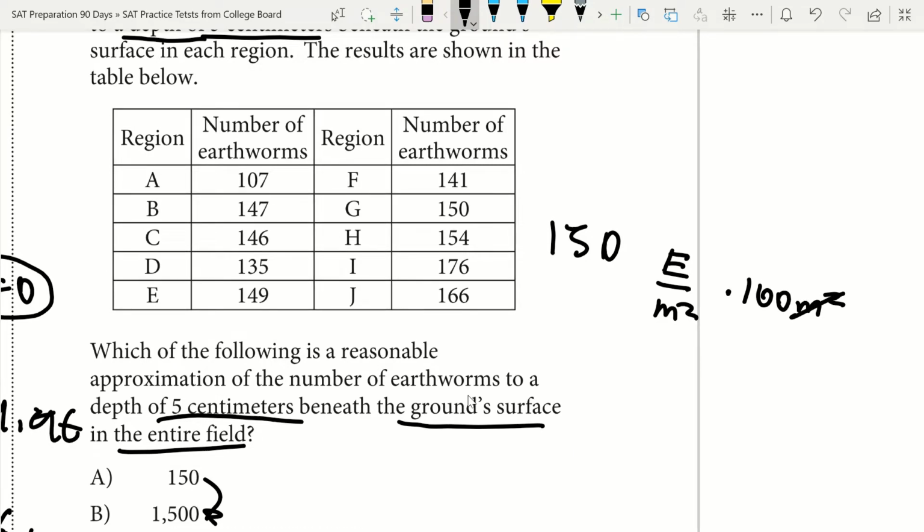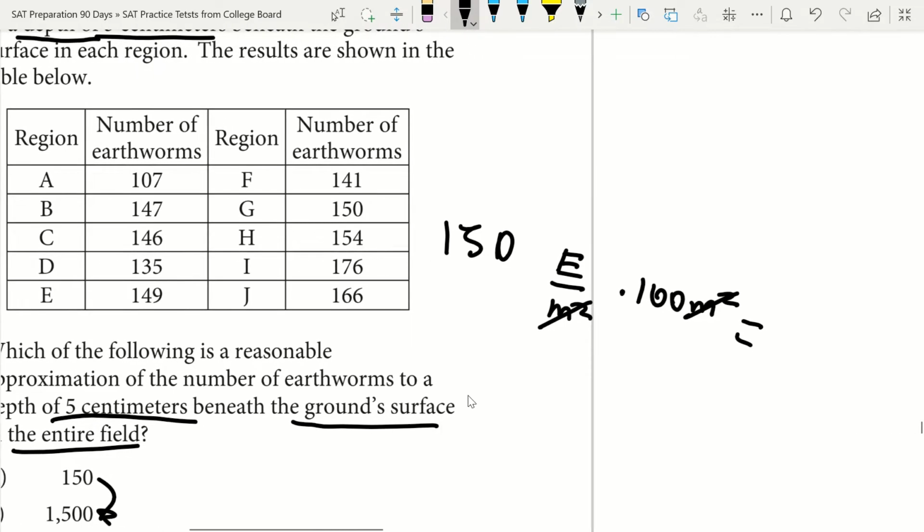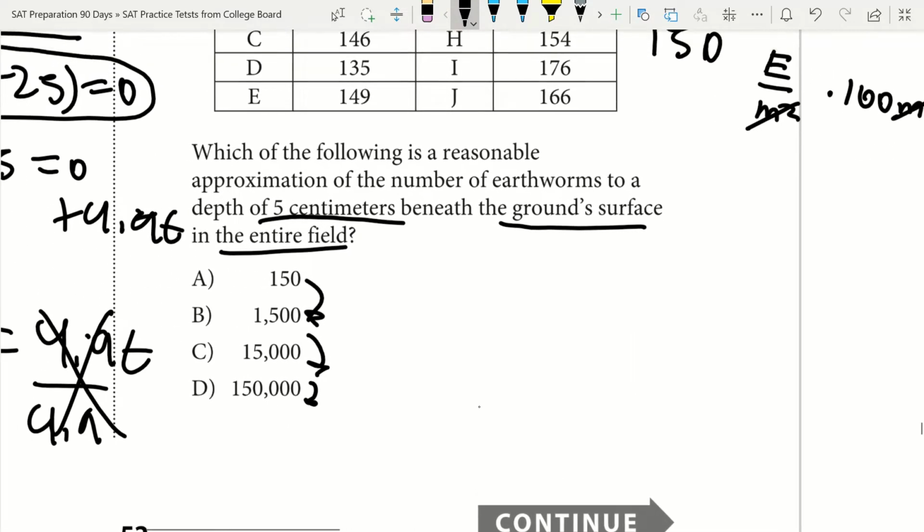We see our meters squared term is going to cancel and we'll be left with 15,000. So our answer there is going to be C, 15,000.